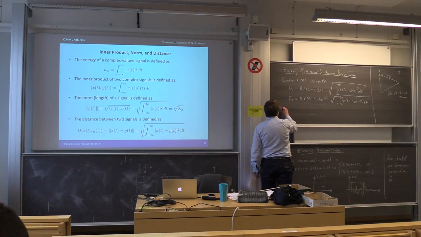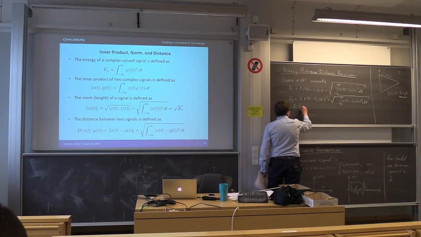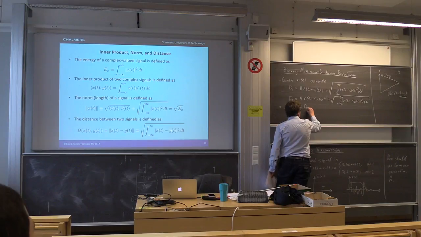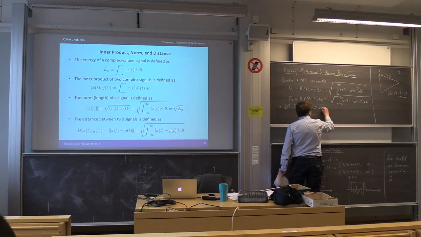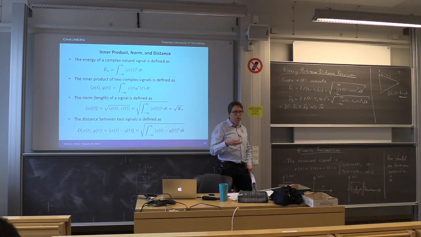And then, so this is step one. So if d1 is less than d2, then we assign m hat, our guess on what was transmitted. So m hat is either 1 or 2. What should it be in this case?